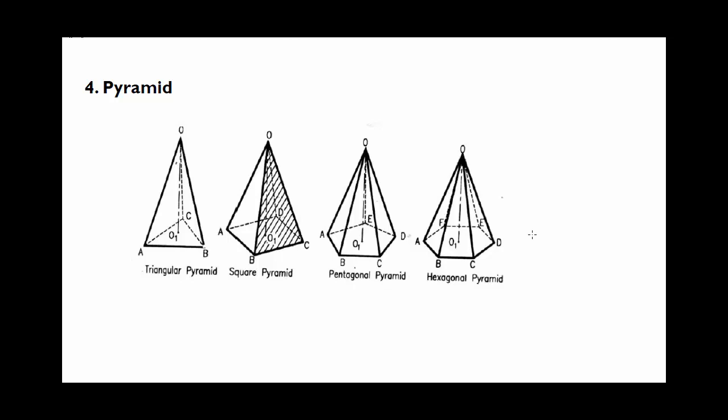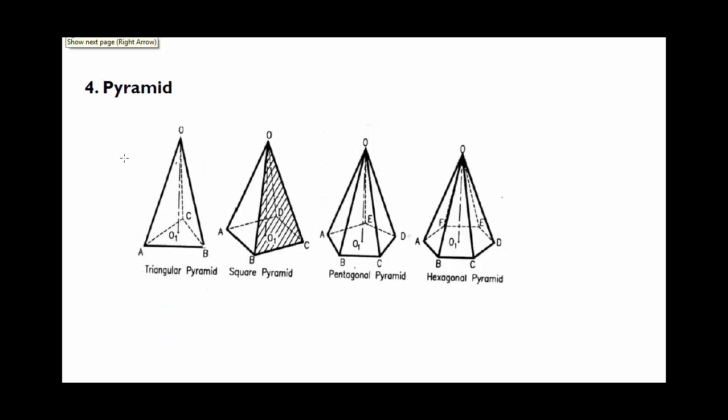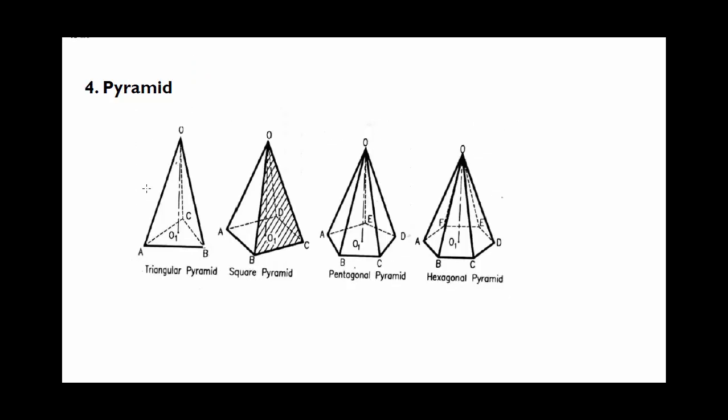Next are pyramids. If we compare prisms and pyramids, there is a similarity, that is the base of the prism as well as the pyramid is the same. So for a triangular prism the base is a triangle, for a triangular pyramid the base is a triangle, likewise. So it also depends upon its shape. If the base is a triangle, it is known as a triangular pyramid. If the base is a square, it is a square pyramid, likewise.